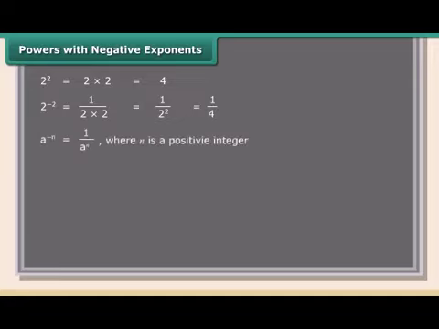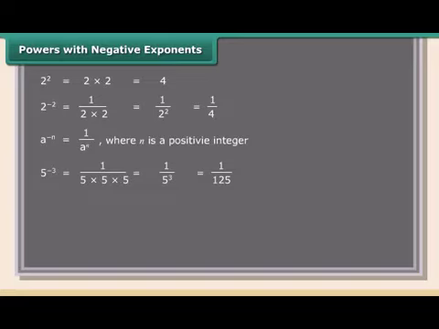Powers with negative exponents. 2 raised to the power 2 is equal to 2 × 2 is equal to 4. 2 raised to the power minus 2 is equal to 1 upon 2 × 2, which is equal to 1 upon 2 raised to the power 2, which is equal to 1 upon 4. a raised to the power of minus n is equal to 1 upon a raised to the power n, where n is a positive integer.